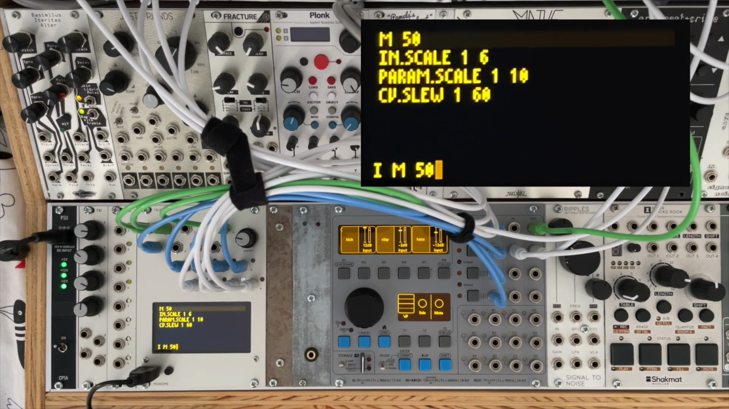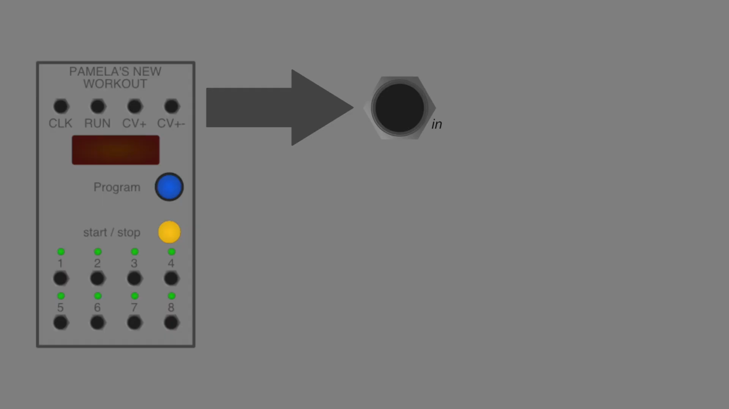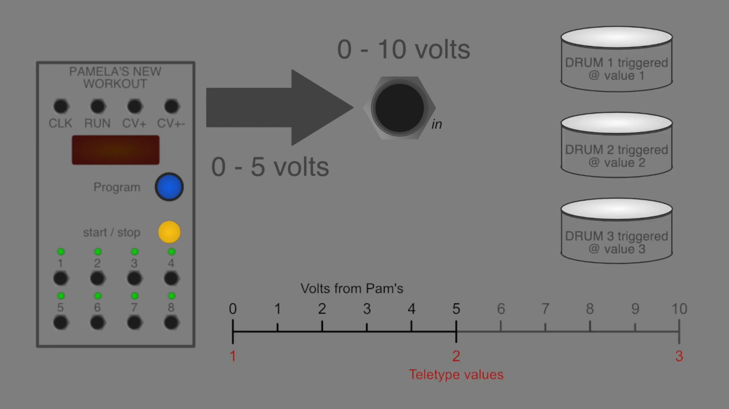So now we've done the main part of the code, I just wanted to hop back to the init script just to explain why it is that I provided the IN.SCALE with a range of 1 to 6. So as I said earlier, the in jack accepts a voltage between 0 and 10 volts. And the random voltage that I have coming into the jack is from Pamela's New Workout, which is only 0 to 5 volts. So to make this example work with the three drums, I need the in jack to provide me with values of 1 to 3. And because we're only using half the voltage that the in jack will accept, I have to put a range of 1 to 6.